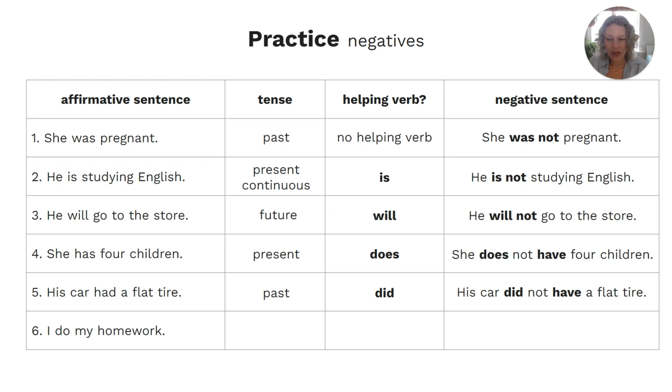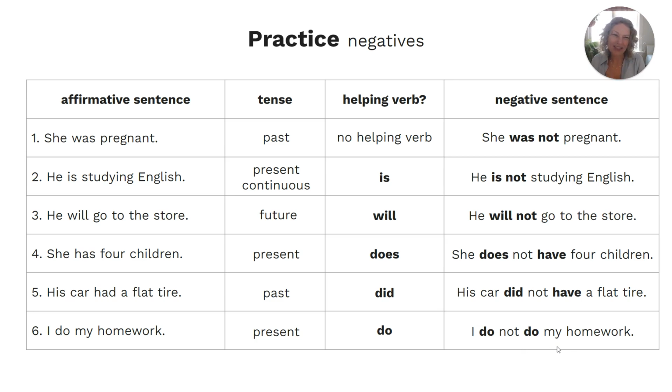And then last one, I do my homework. What tense do we have here? It's present tense, right? And do we have a helping verb? No. We need to give this sentence a helping verb because it's not the main verb be. It's just the verb do. So we need to give it a helping verb, do, and then the main verb is in the base form. So that's going to make it, I do not do my homework.